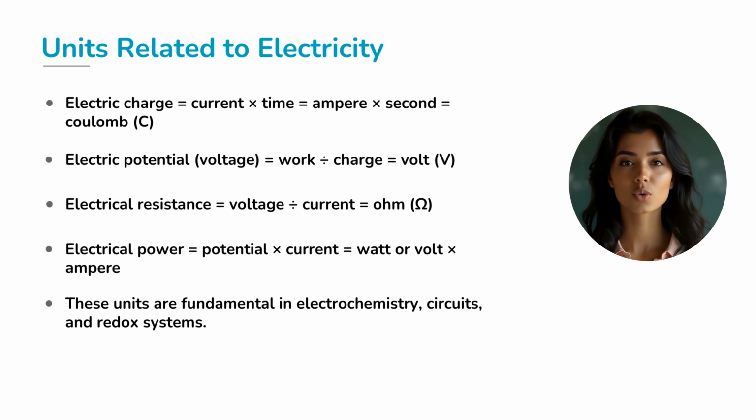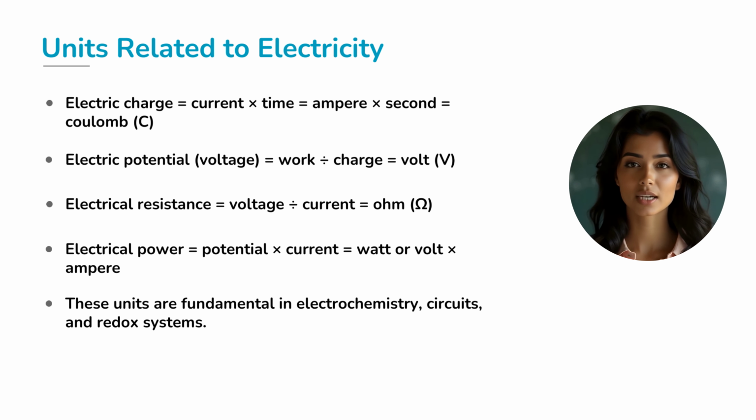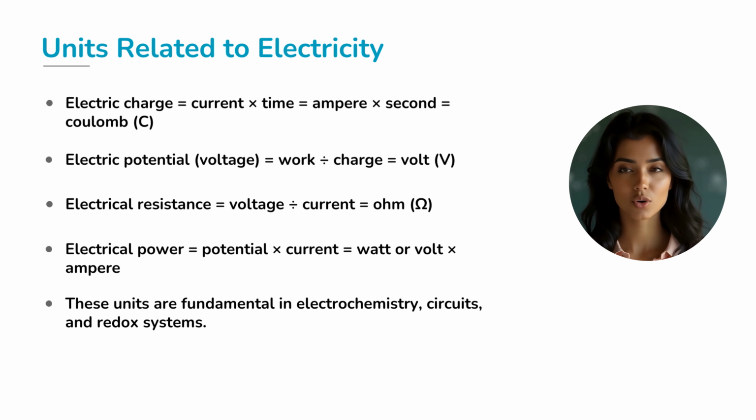To understand it quantitatively, we use several derived units. Electric charge is current multiplied by time, that's ampere times second, and it gives us the unit coulomb. Then we have electric potential, also called voltage, which is work done per unit charge. That gives us joule per coulomb, or simply volt.